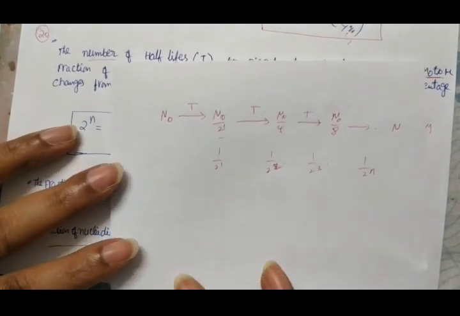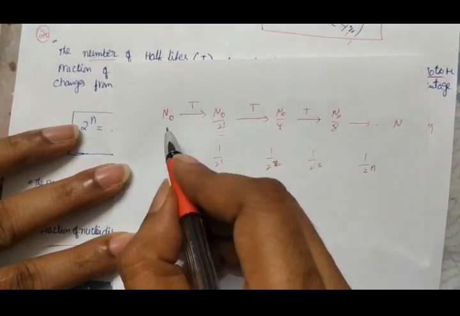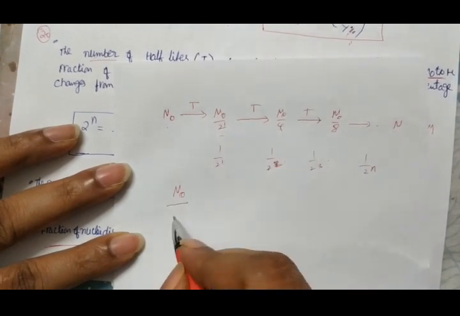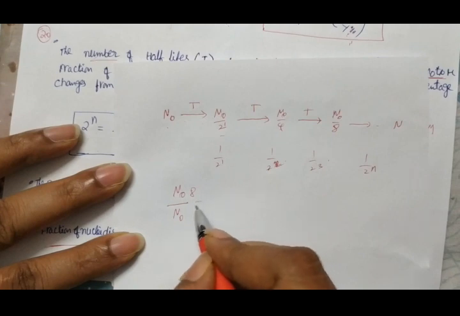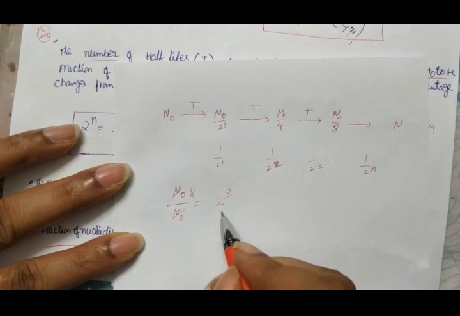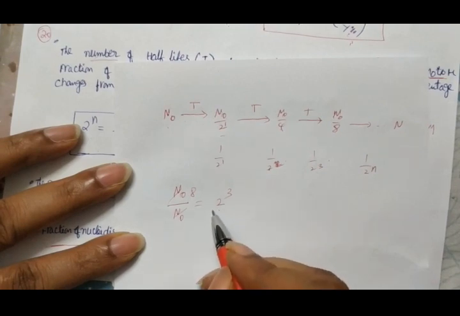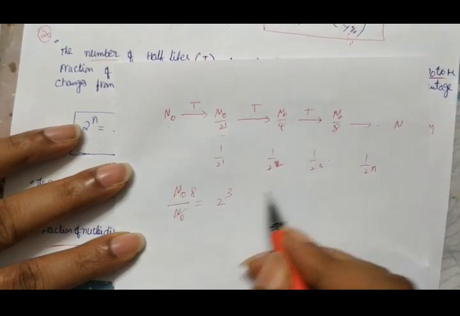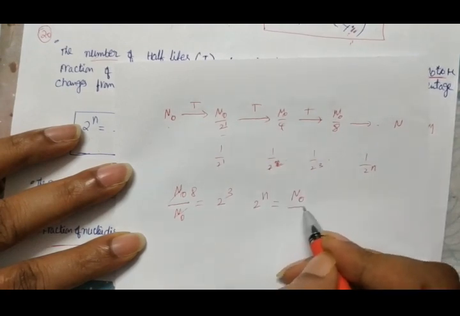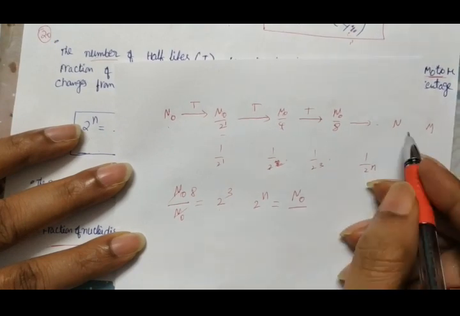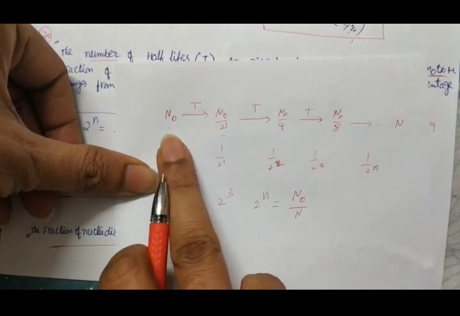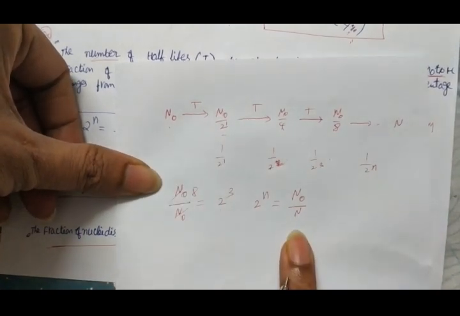From this, what can you write? For example, after 3 half-lives, what is the number? N0 by 8. 8 goes to the numerator, that is 2 power 3, and N0 gets cancelled. So after 3 half-lives, the fraction becomes 1 by 2 power 3. So we can write 2 power n is equal to initial N0 by final N. From this you can calculate after how many half-lives N0 becomes N. That we can calculate like this.